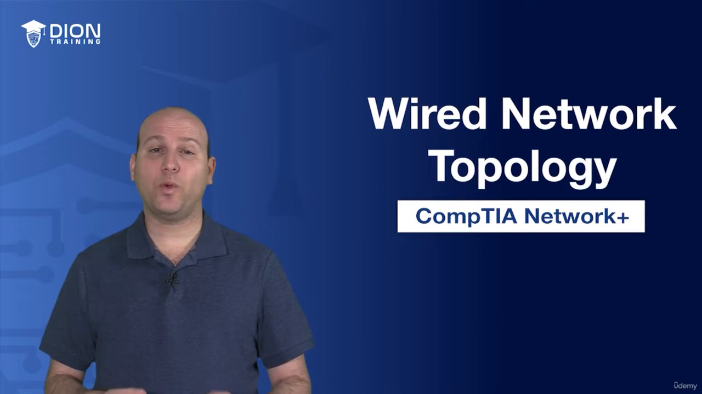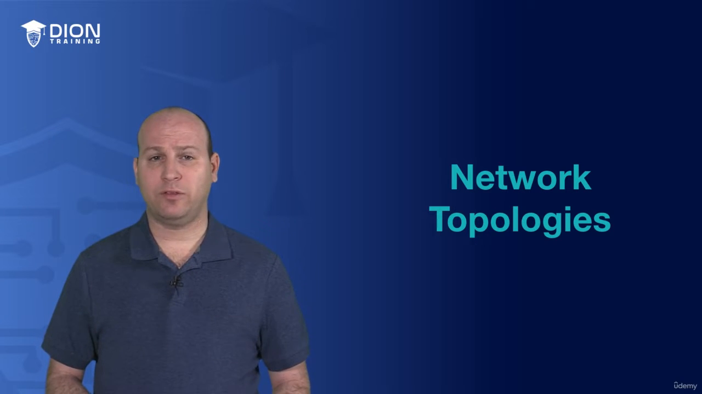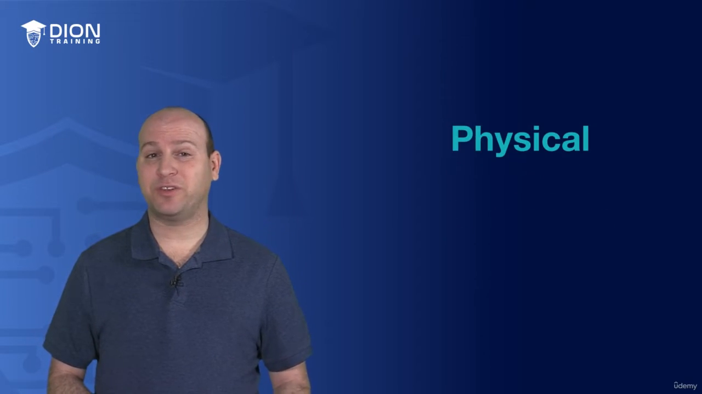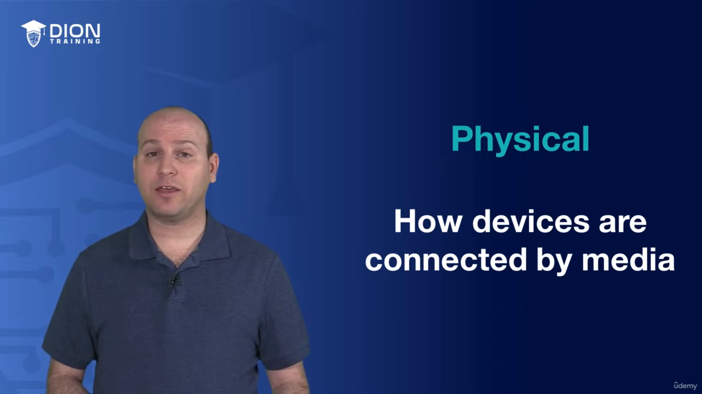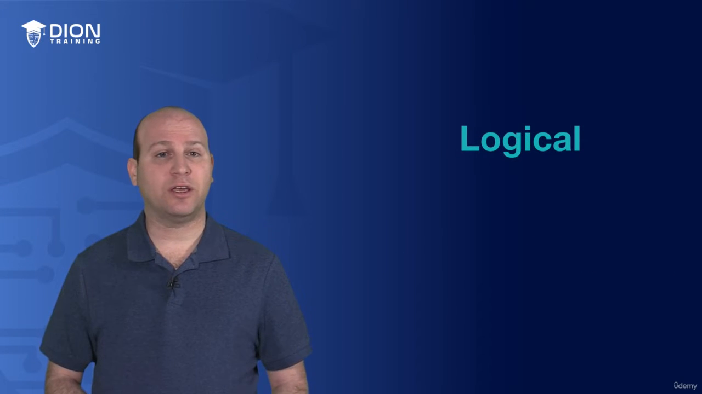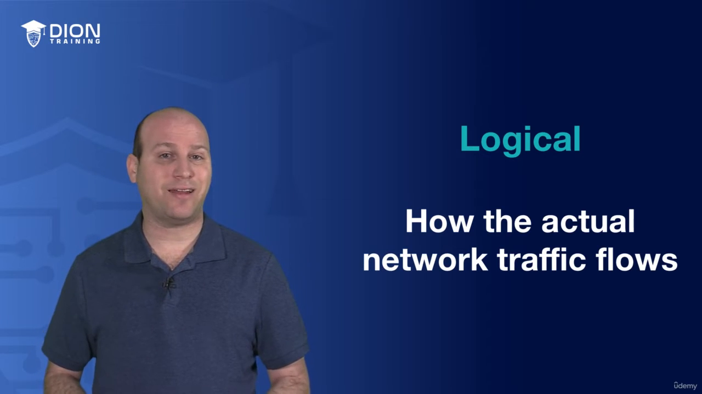In this lesson, we're going to talk about network topologies. And when we talk about topologies for networks, we're going to be talking about it in one of two ways. First, we can talk about it physically: how are these devices physically cabled and connected together using various types of media? And the second is how it is done logically. When we talk about it logically, we're talking about how the traffic is actually going to flow in that network.